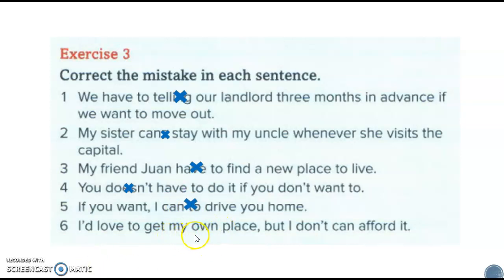I'd love to get my own place, but I can afford it. Let's see what's happening here. I don't afford it. That's the idea. I'd love to get my own place. But when I use but, it means that there are two ideas. If one idea is affirmative, the other one is negative. For this reason, here I say I don't, because here I have an idea, what I dream. I really dream that. But if I use the conjunction but, it means that the other idea is different. There is a problem with that.